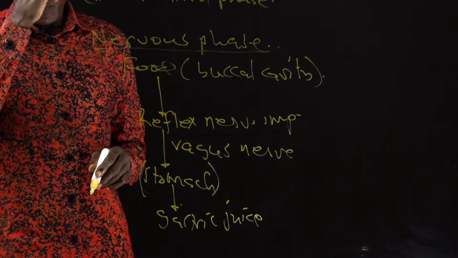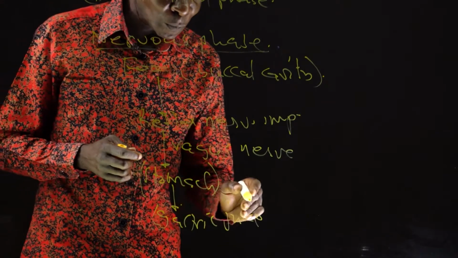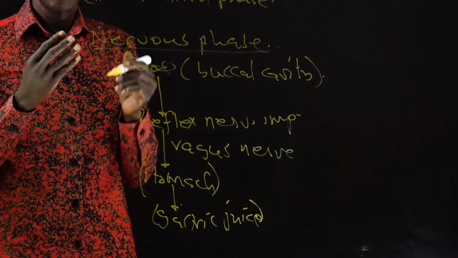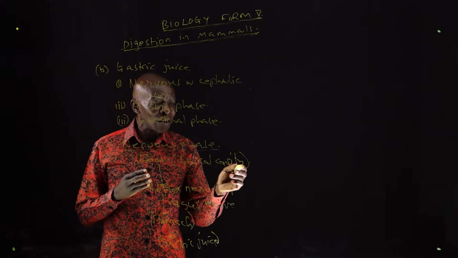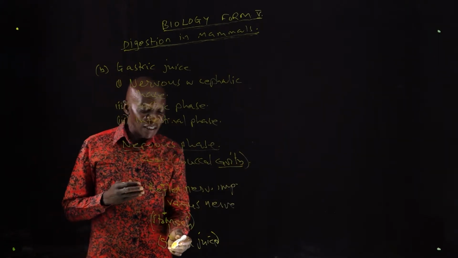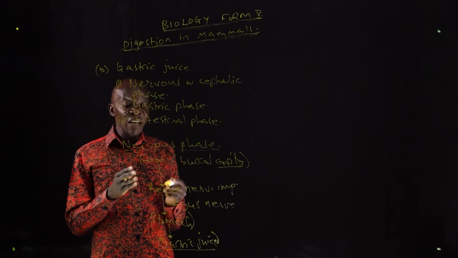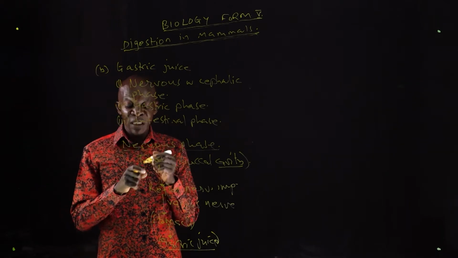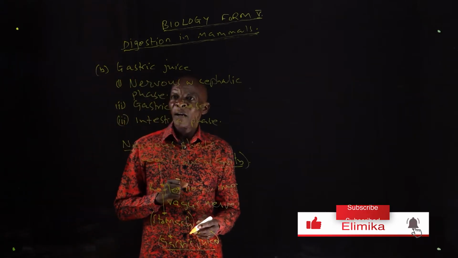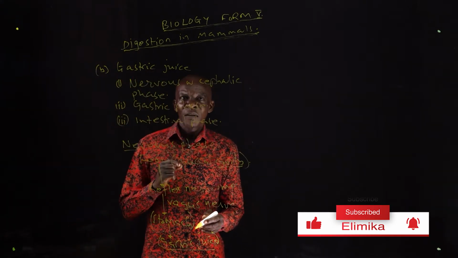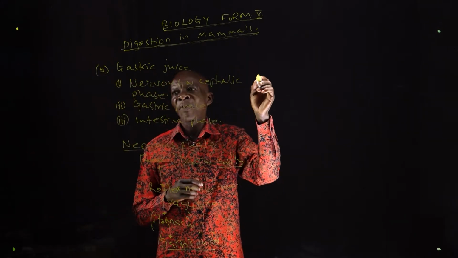And you can see that the release of this gastric juice occurs even before the food reaches the stomach. It is the presence of the food in the buccal cavity which will trigger the release of this gastric juice. And therefore, in this way, it is a phase that prepares the stomach to receive the food. Apart from the nervous or cephalic phase, we have the gastric phase.